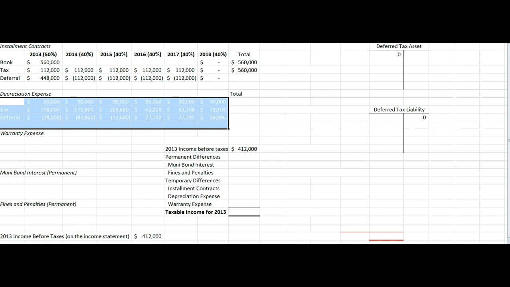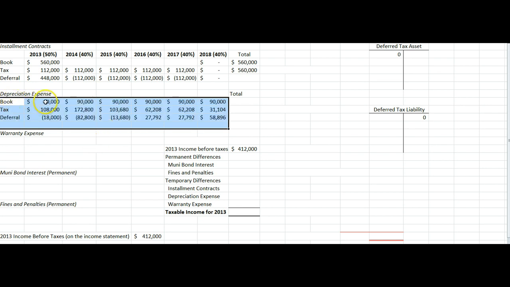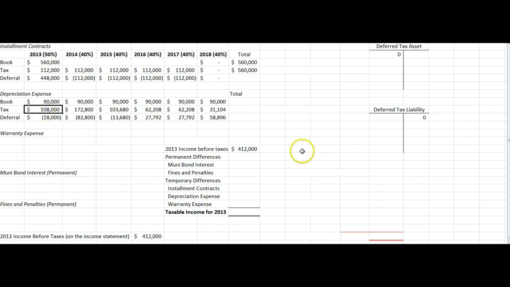Same thing with depreciation expense. On our books, for example, this first year we booked $90,000 because we're using straight line. But on our tax return, we used modified accelerated cost recovery system, so we're booking a lot more depreciation expense in the early years and less in the later years. So this first year, the difference between our book depreciation expense and our tax depreciation expense is $18,000. It will all reverse itself out, of course, because in total we'll book $540,000 worth of depreciation expense on our books and on our tax return.